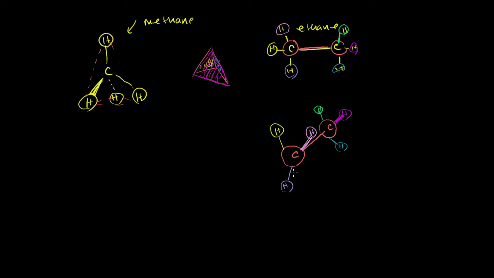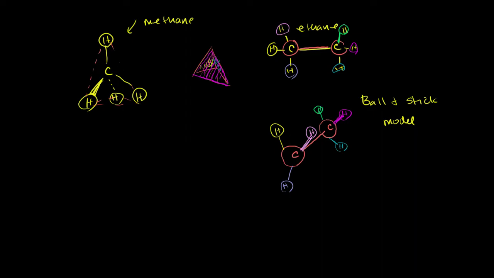And the way that I've drawn this right now, and you can actually have a model that has this, where you have little wooden sticks with balls in this, balls to represent the actual atoms. This is called a ball and stick model. And this is a ball and stick model for ethane.